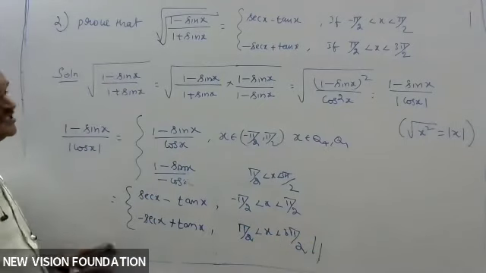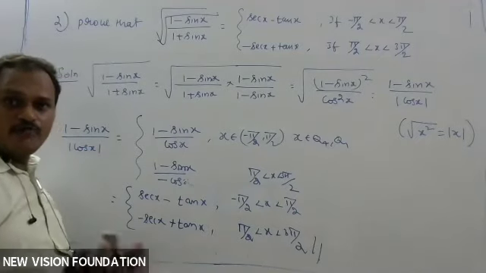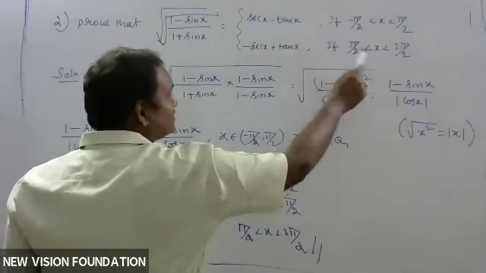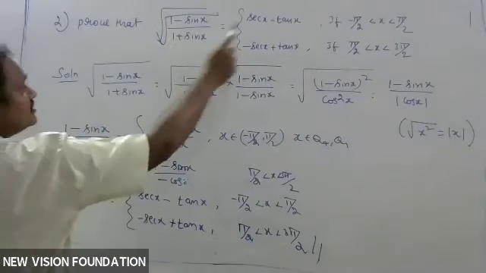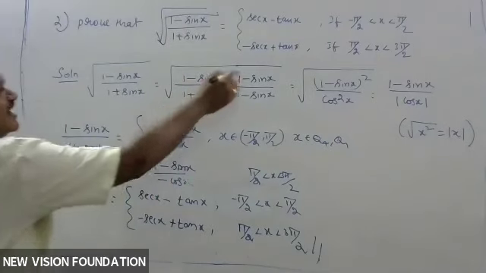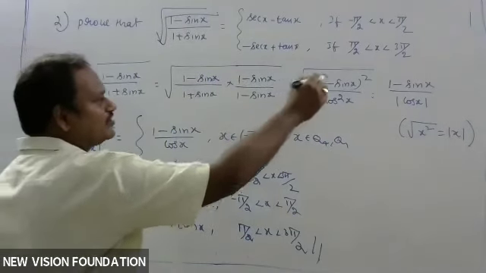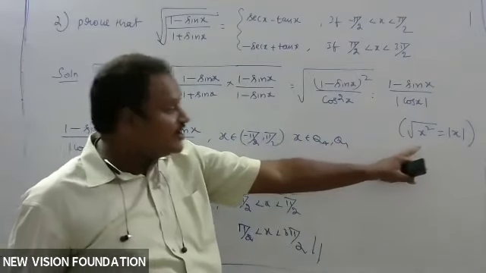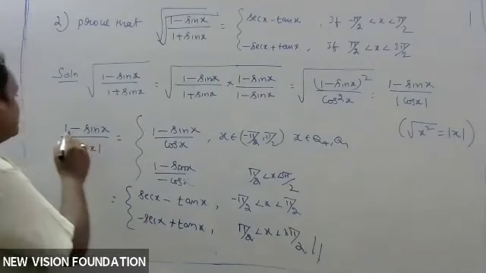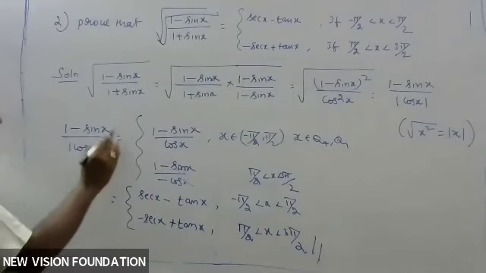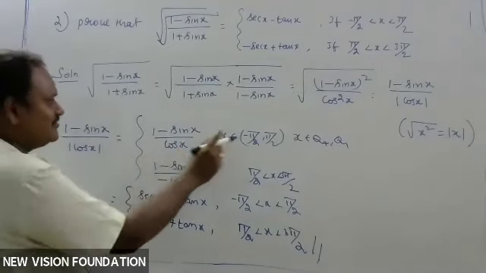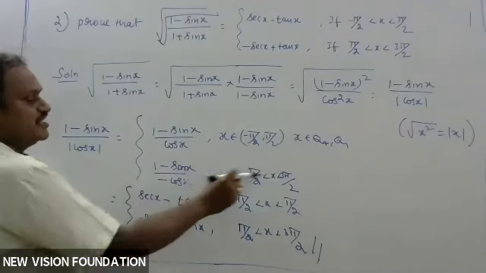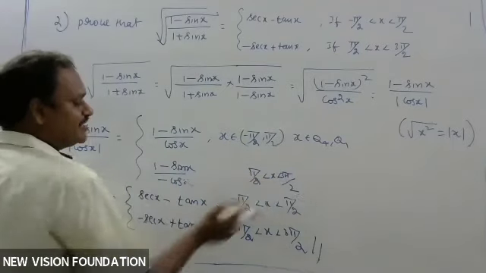My dear students, let us recall this problem once again. When x lies in this interval and in that interval, we need to prove this as this. What we did is we multiplied and divided by 1 minus sin x, and we have 1 minus sin x by mod cos x. In mathematics, we know that root over x square becomes mod x. This becomes 1 minus sin x by cos x when x belongs to Q1 and Q4, and 1 minus sin x by minus cos x when x belongs to the second quadrant and third quadrant.